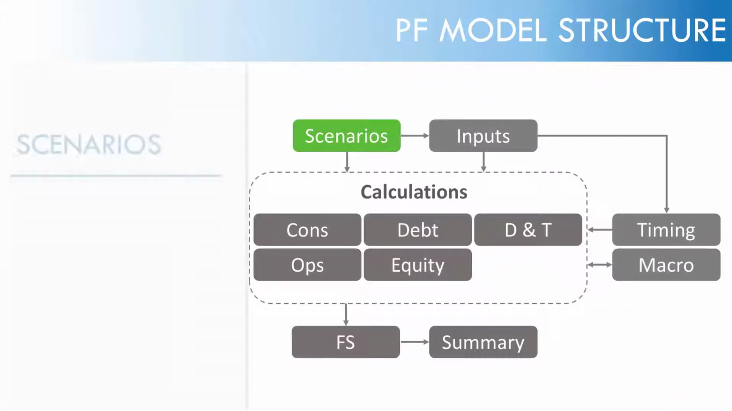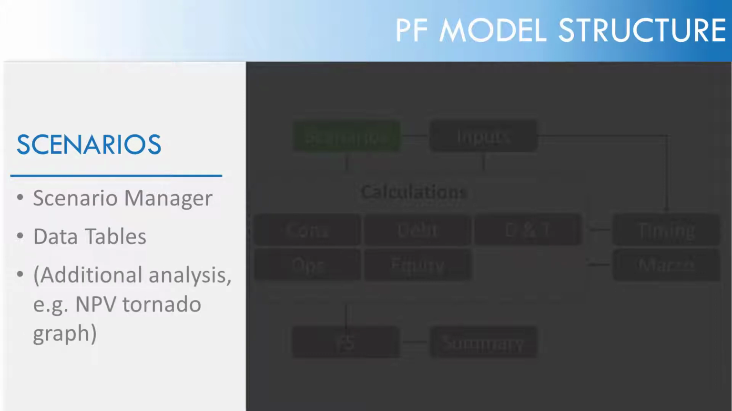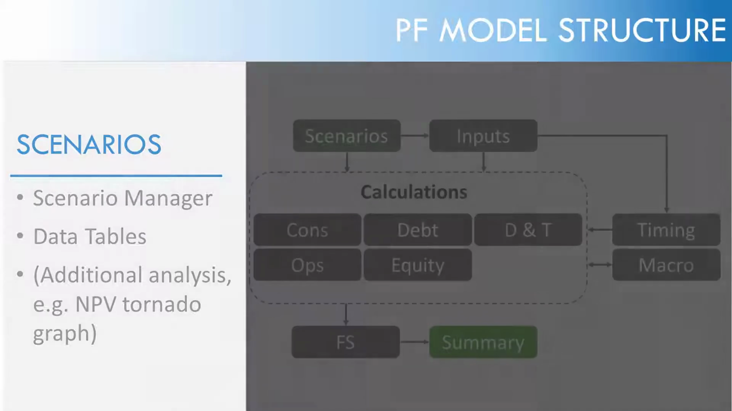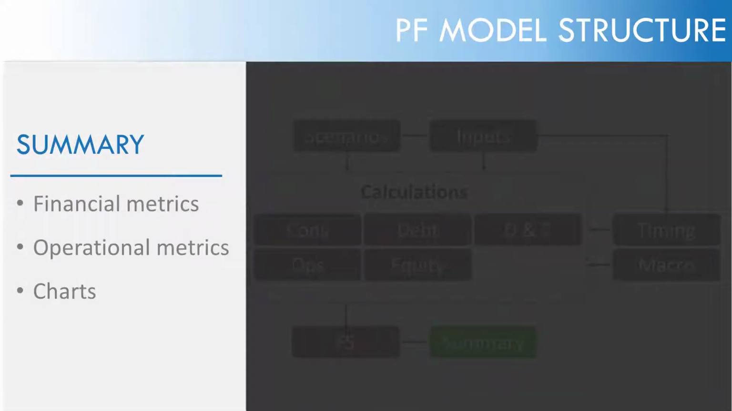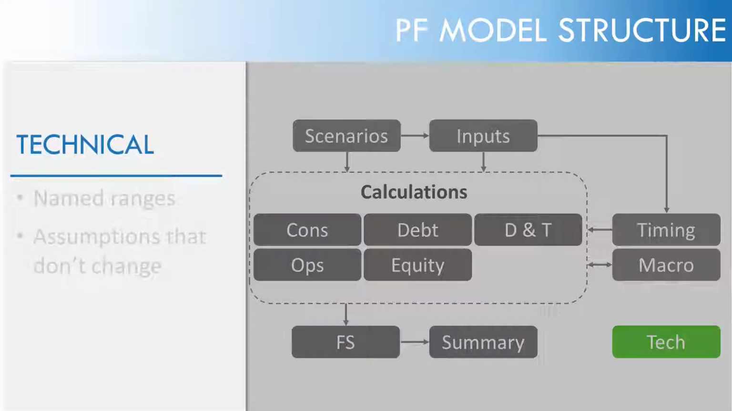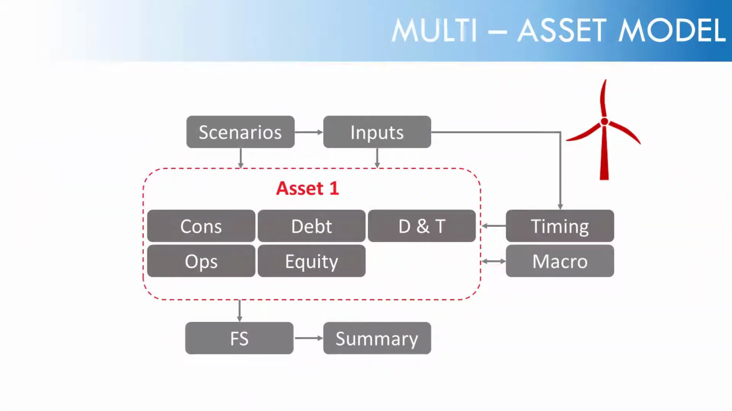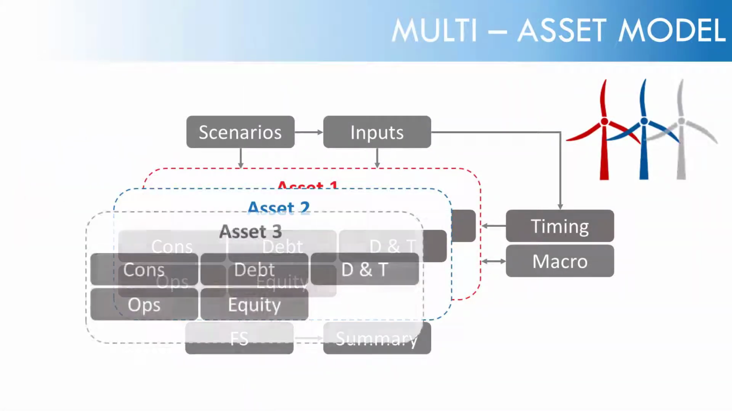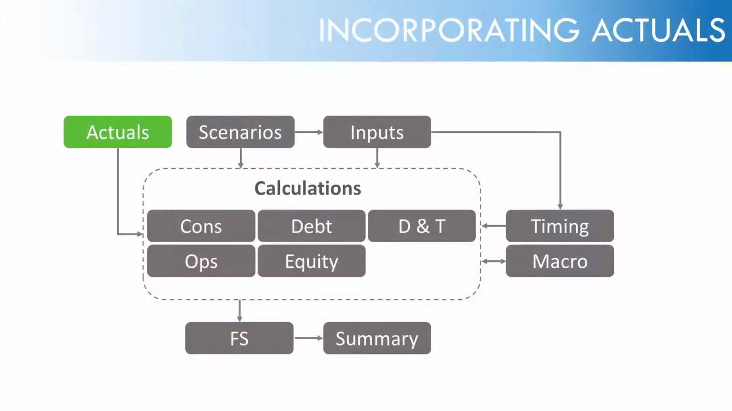Moving on, scenarios is where the scenario manager and data table are housed. This is a key feature of the model, which allows sensitivities to be run, and it really is the brain of the model. You can include a summary for key information, and there are a few other technical sheets which we won't cover here. Now, the structure changes slightly when you need to consider multiple assets, or if you have to incorporate historical information into the model, i.e. actuals.